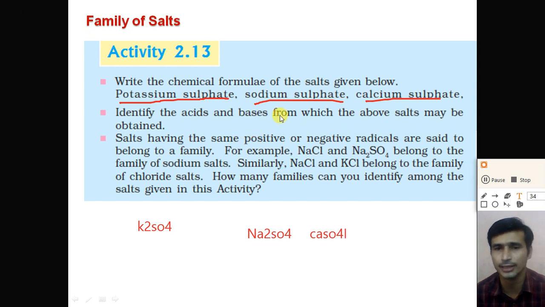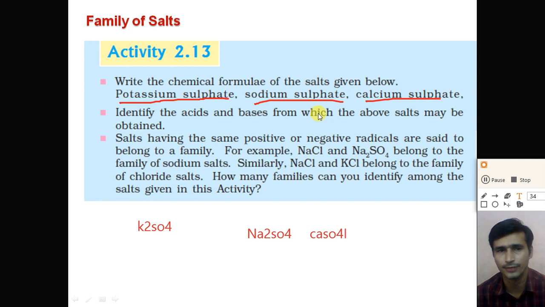So identify the acid and base from which the above salts may be obtained. From which acid and base? Dear student, we know that when an acid reacts with a base, we can get a salt. So identify from which acid and which base we can get these salts, right. Potassium sulfate, sodium sulfate, calcium sulfate.